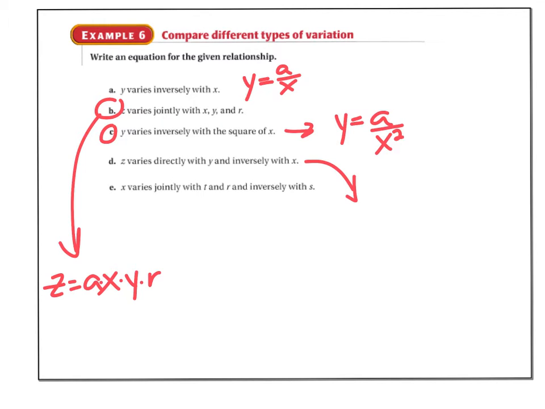Letter D says Z varies directly with Y and inversely with X. So think about what that will look like for 1 minute. Not literally a minute, but 5 seconds. So you know that you have Z and it's varying directly with Y. So we will put our constant of variation up top, A times Y, and then X on the bottom. E says that X varies jointly with T and R and inversely with S. Well, what does that mean? X varies jointly with T and R, so as those go up, X goes up, but inversely with S.